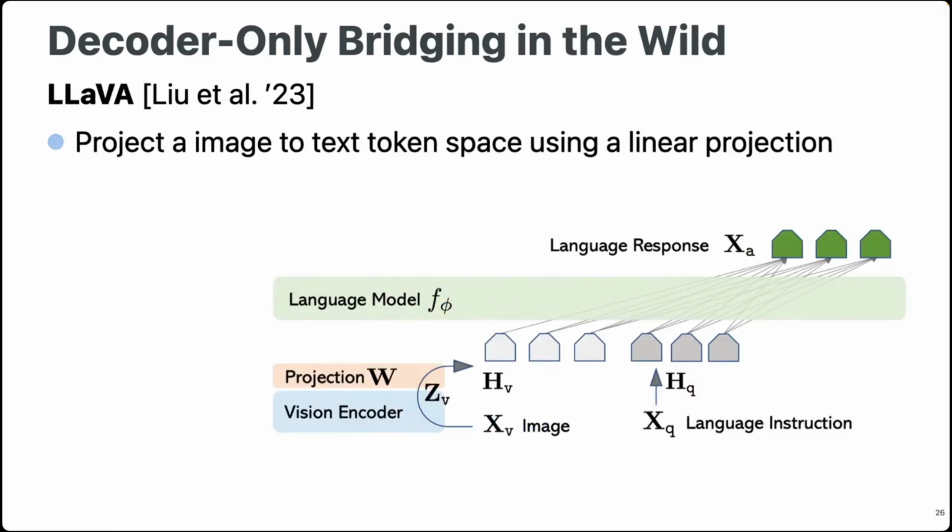And then what we have is LLaVA. LLaVA is quite interesting. They bridge image and text modality just via a single linear projection. So they project the image tokens directly into the text space.